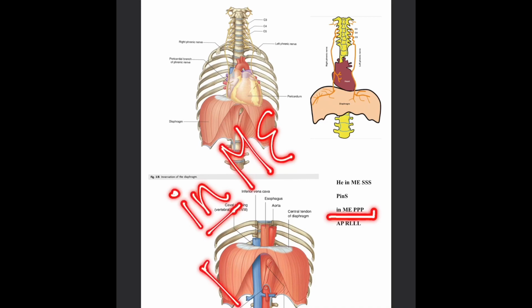The first letter P stands for superior phrenic artery, the second P stands for inferior phrenic arteries, and the third P stands for pericardiophrenic arteries.